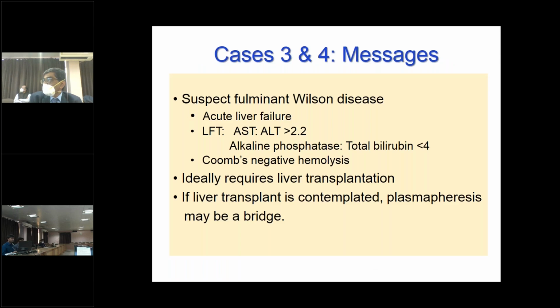So message from these two cases, we should suspect a case of fulminant Wilson disease in setting of acute liver failure with clues from liver function tests like AST to ALT ratio more than 2.2, alkaline phosphatase to total bilirubin ratio less than 4, and most of these patients present with the Coombs negative hemolytic anemia. Ideally, these patients should undergo liver transplant, but if liver transplant is contemplated, plasmapheresis may act as a bridge for liver transplant.